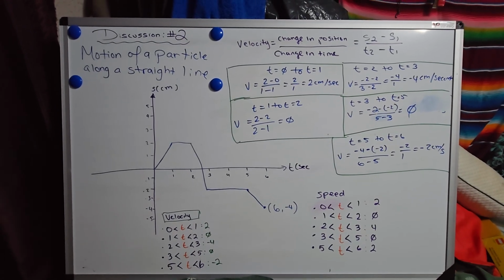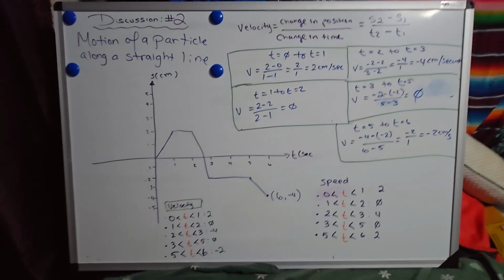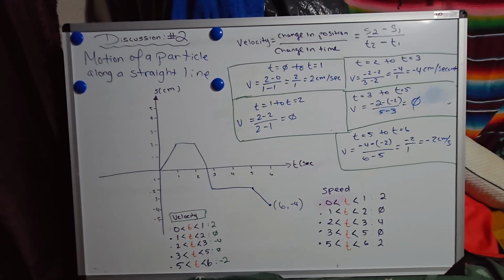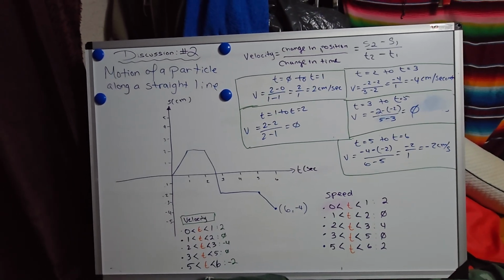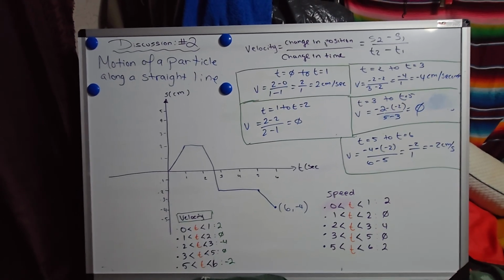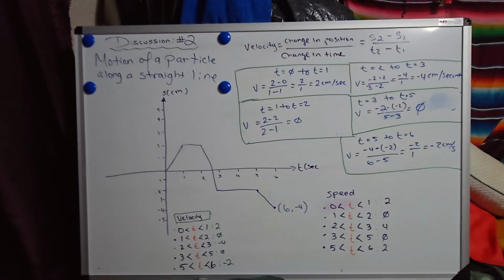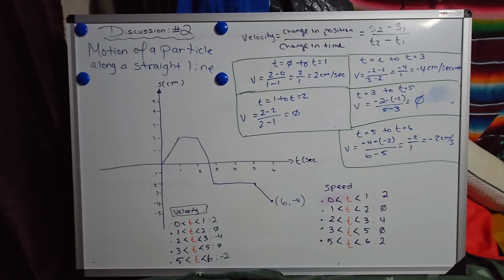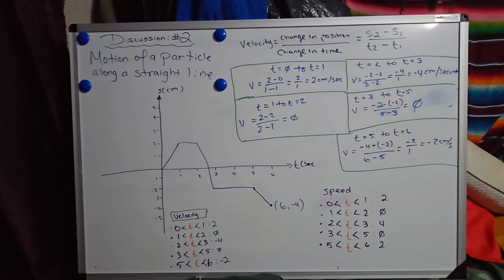So this is a position versus time graph. I look at the slope to determine the particle motion. When the graph rises, the particle moves right. When it falls, it moves left. And when it's flat, the particle just stands still.